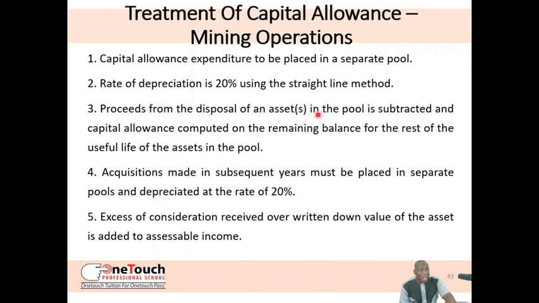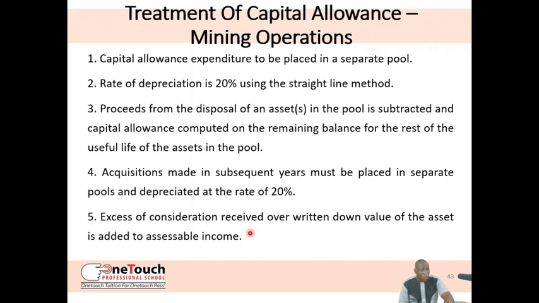Proceeds from the disposal of the asset in the pool is subtracted, because under petroleum, the whole proceeds will be added as part of the income, which means that there will be nothing subtracted from the written down value of the pool. No. But for mining, you must subtract the proceeds from the written down value of the pool. Unless the proceeds is more than the written down value of the pool, then the excess, that's number 5, the excess of consideration received over the written down value of the asset is added to income.